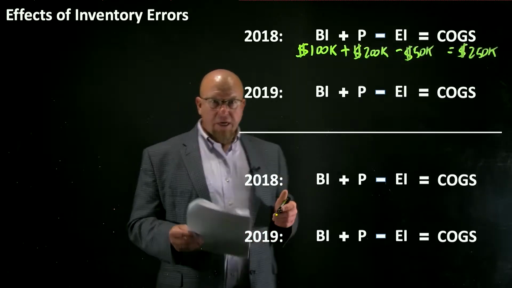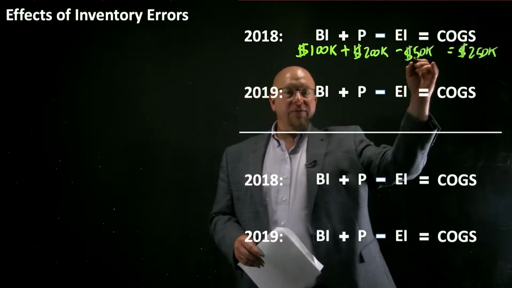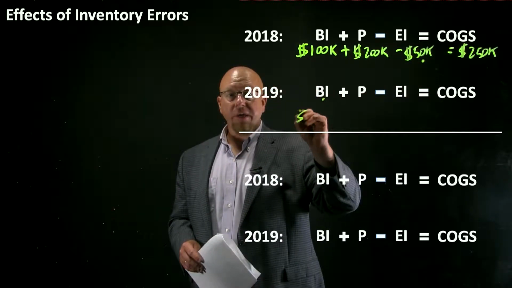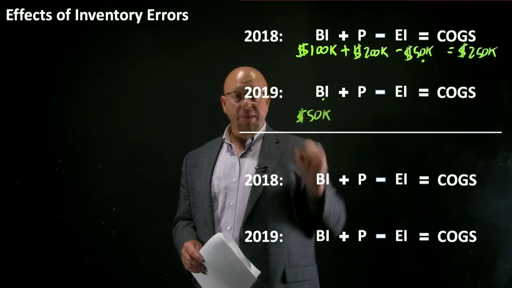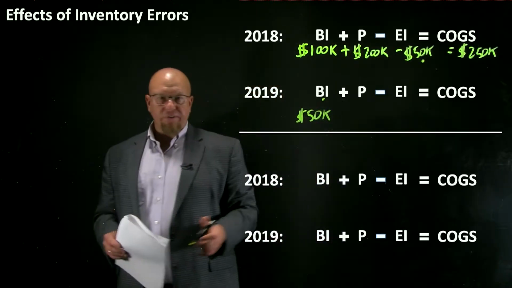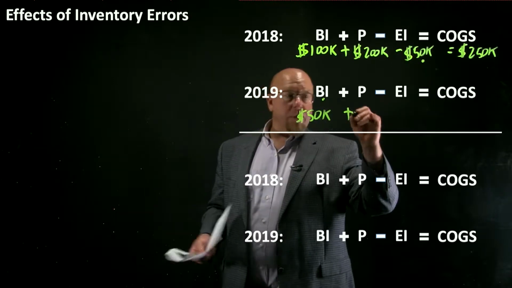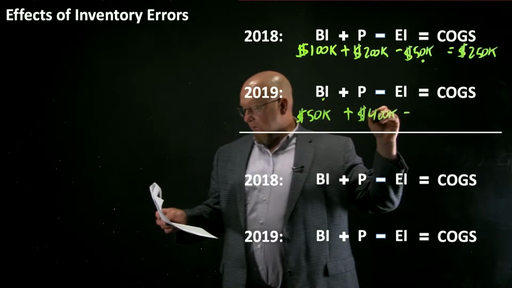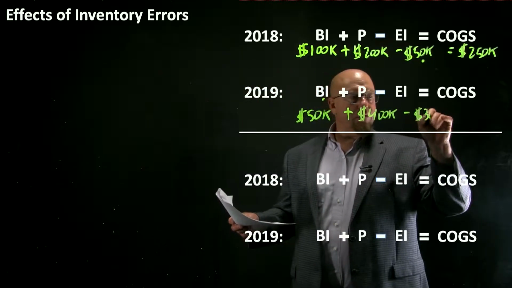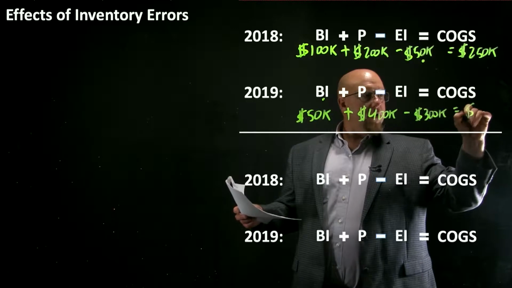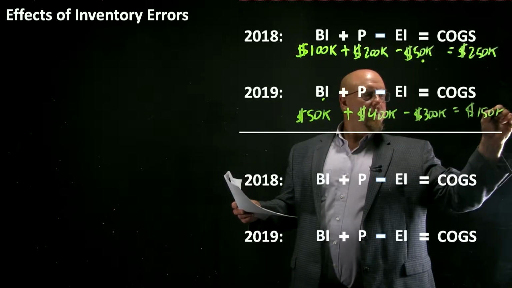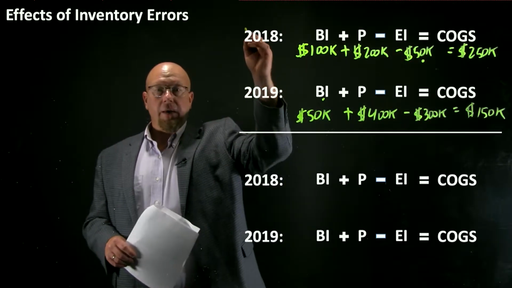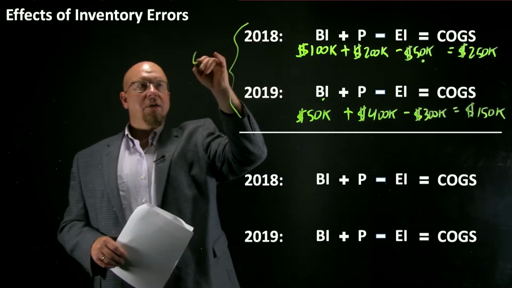Now, get to 2019. Ending inventory for 2018 is your beginning inventory for 2019. So what was supposed to happen here is that beginning inventory is $50,000. It's a different year, so our purchases are different. We purchased $400,000 of inventory, and we properly measure the ending inventory at $300,000. So our cost of goods sold for this year is $150,000. That's what was supposed to happen. I'm going to label this one as correct.